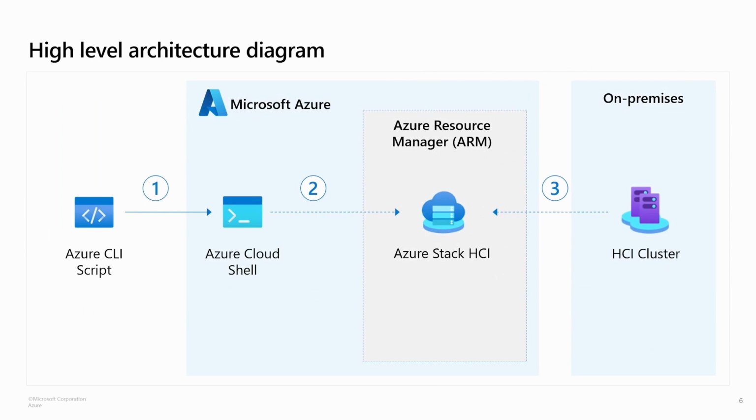This is a high-level 60,000 feet view of the architecture. All of this is built on top of Azure Resource Manager, ARM, which enables you to perform these operations using Azure CLI and invoking the script from Azure Cloud Shell. This gets processed by the Azure Stack HCI resource provider and gets eventually configured on your HCI cluster at the edge.